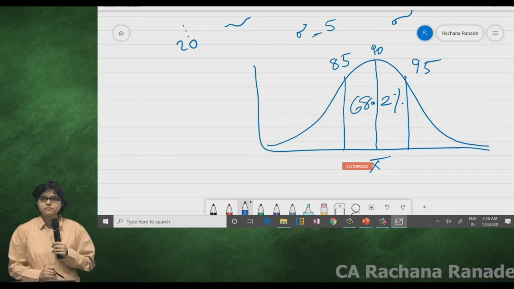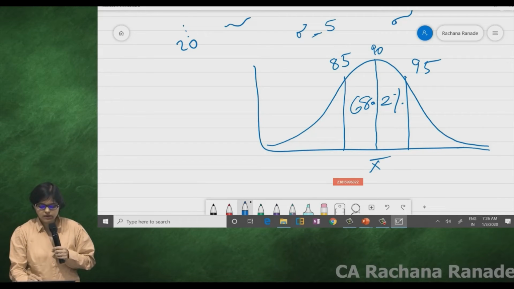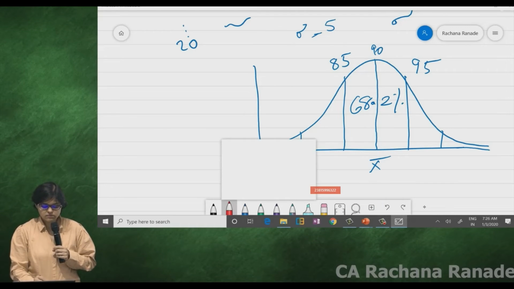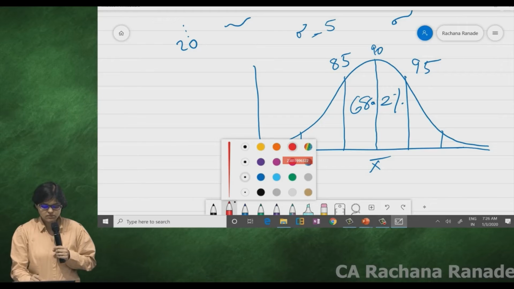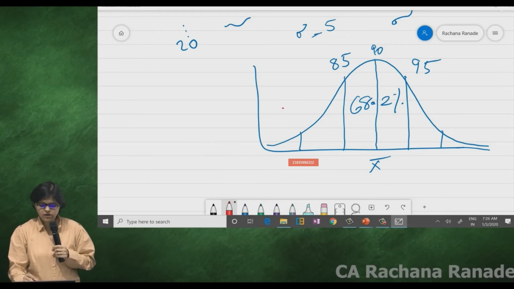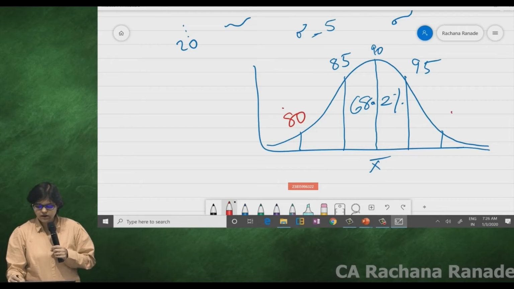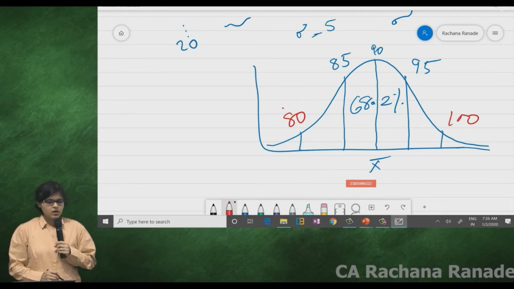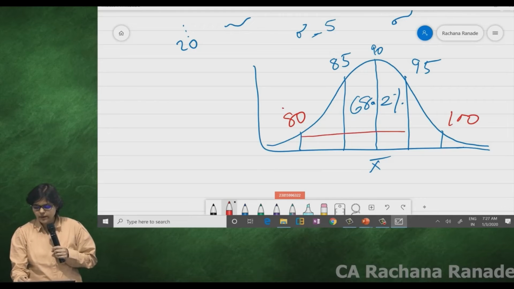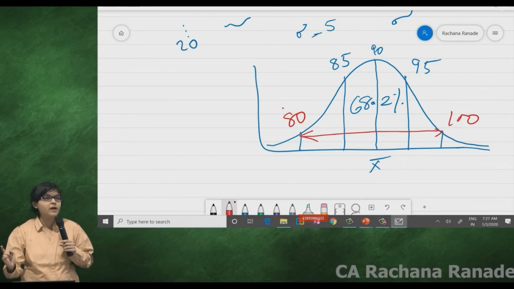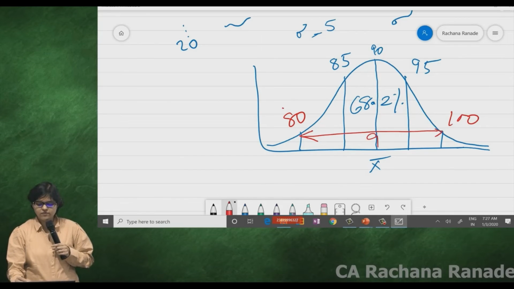68.2%. So this was 1 sigma. And if you remember, then we had drawn 2 sigma. Correct? 2 sigma. 2 sigma is what? 2 deviations. Means the answer will be what? 80 and 100. And this probability, the number of innings being covered in this range, 80 to 100, will be almost 95%.